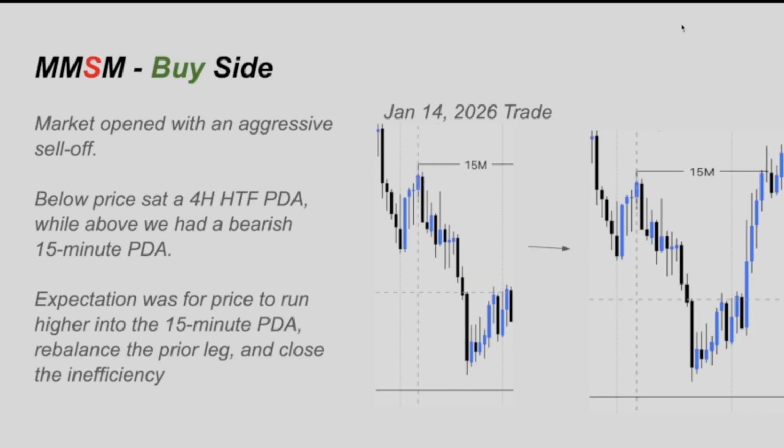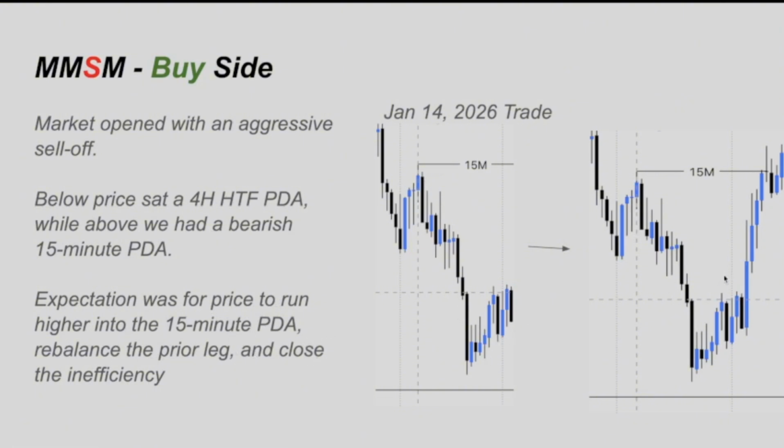Market maker sell model buy side. Okay, so in this little chart example that we have here, market opened up with an aggressive sell-off, right? So I think we had a 1 hour change in state on January 14th. You could correct me if I'm wrong. You could go back to the day. We were extremely bearish. Below we had a 4-hour time frame PDRA, which would be this line right here, while above we had a bearish 15-minute. The expectation was for price to run higher into a 15-minute PDRA, rebalance the prior leg, and close inefficiency.